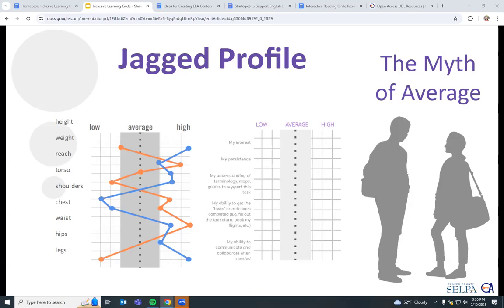It also depends on times of day. Some people are more morning people. Some people are more nighttime, evening people. So variability is something we can plan for and predict. Even though there's so much variability, once we get to know our students, we need to be thinking about that and planning for that variability.